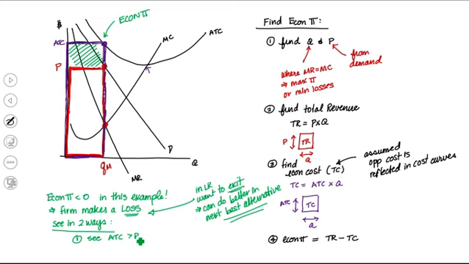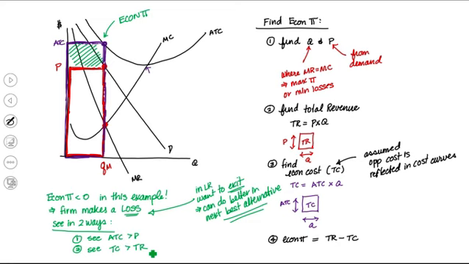What's the other way? What's the other way we can see the loss? What do I know about total revenue versus total cost? Which is bigger? Which is bigger, guys? Total revenue or total cost? Total cost, right? You see that total cost is greater than the total revenues, right? Both of those are ways that I can identify that this firm is making a loss.